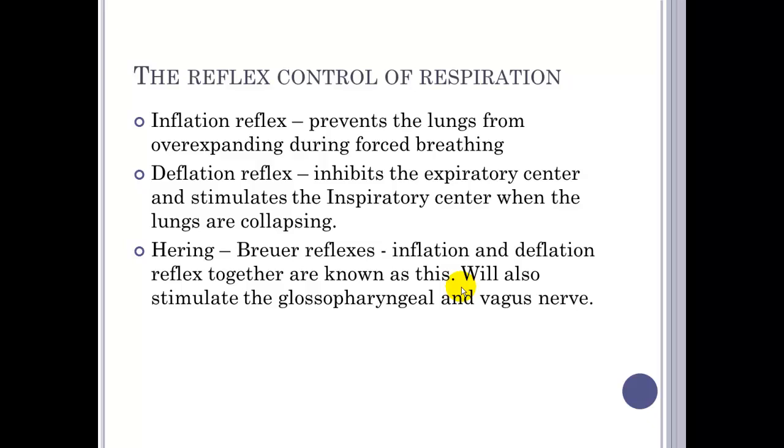If we need somebody's heart rate to decrease because it's going too fast, one of the vagal maneuvers that we could try is to have them blow on a 10 cc syringe. Blowing on the 10 cc syringe pretty much increases vagal stimulus by stimulating Hering-Breuer reflexes.